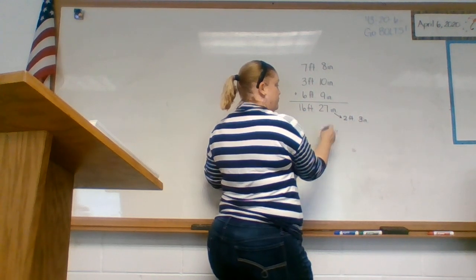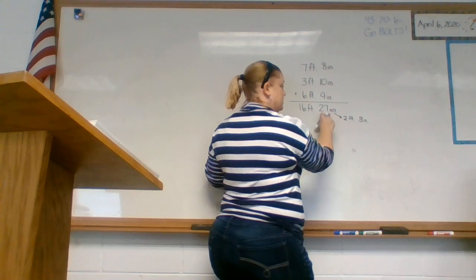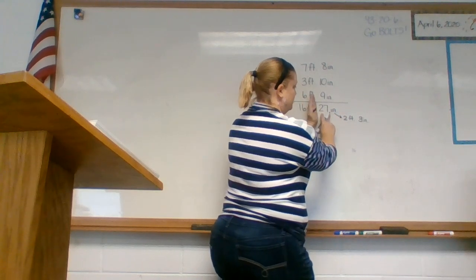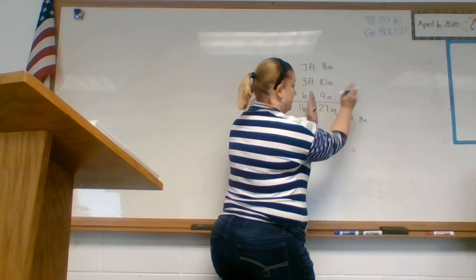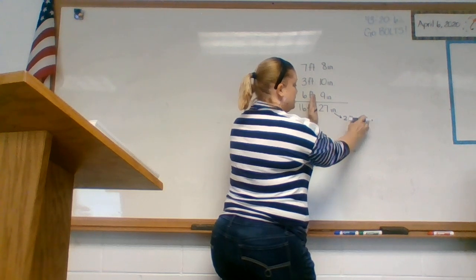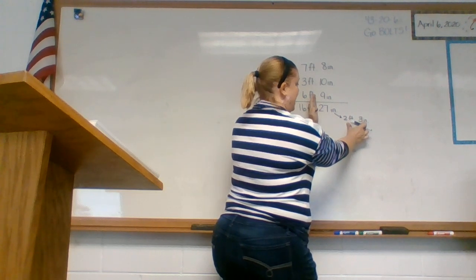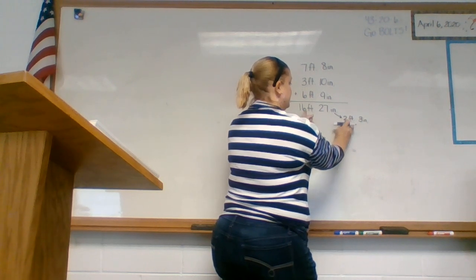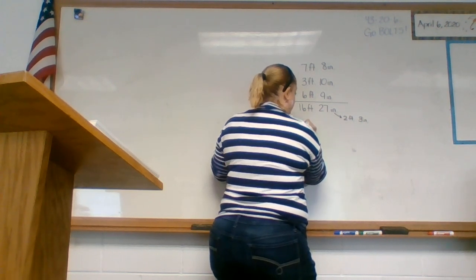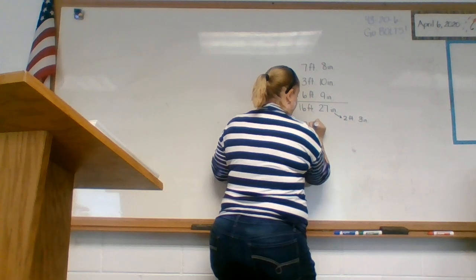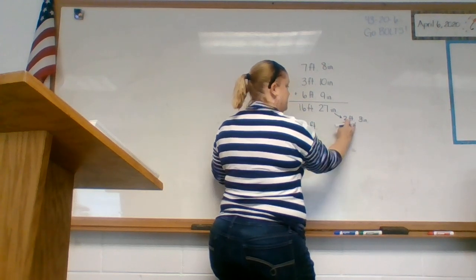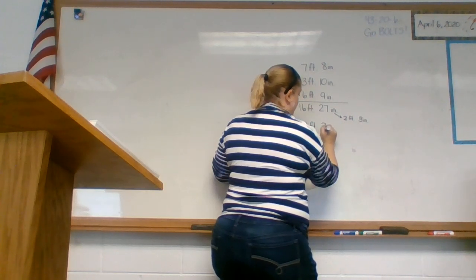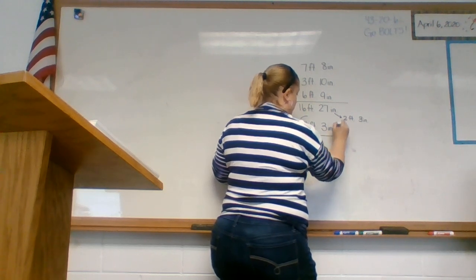12 and 12 is 24. That's 2 feet. We're just looking at this part right now. 2 feet with 3 inches left over. So now we're going to put that with the 16 feet. So really 16 feet and 2 feet. I have 18 feet, 3 inches. This is our compound measure.